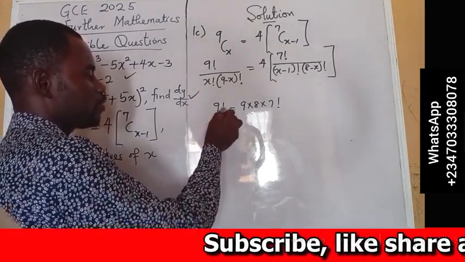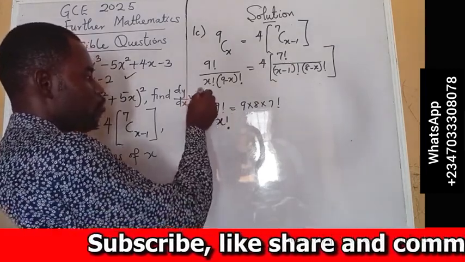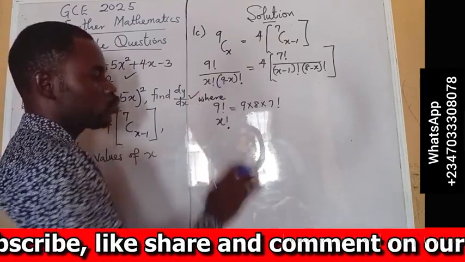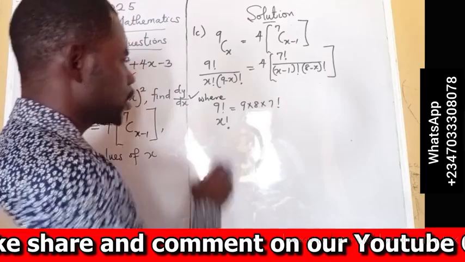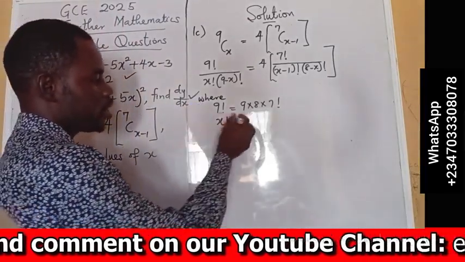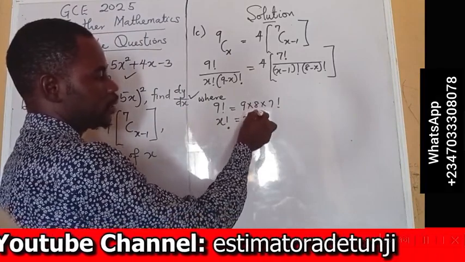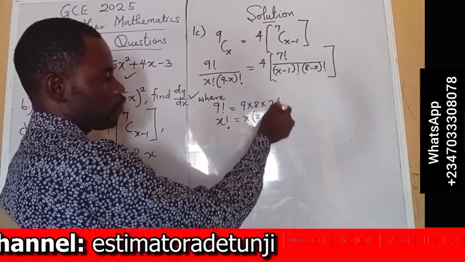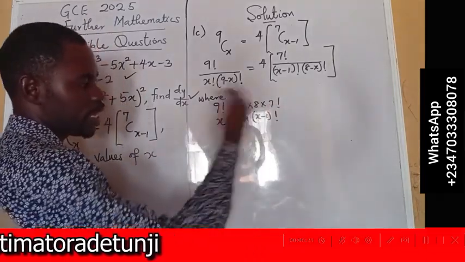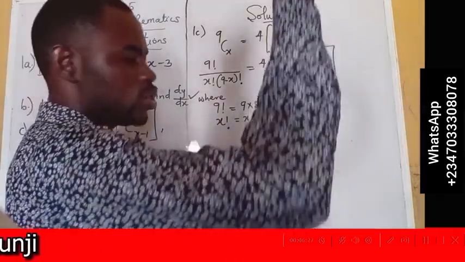Where I have x factorial. Let me use the word "where" so that it will be easy for us to interpret. Where x factorial means x multiplied by (x minus 1) factorial, that is x minus 1, x minus 2, and so on.